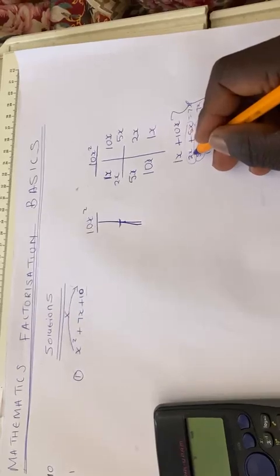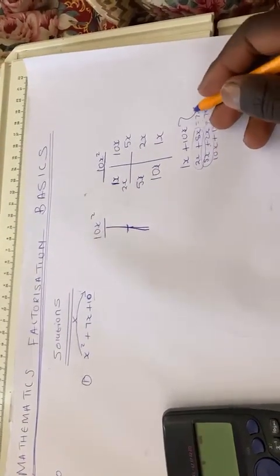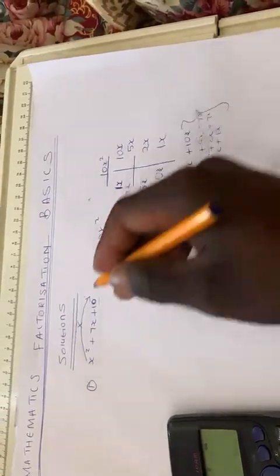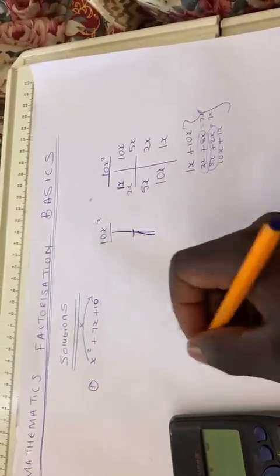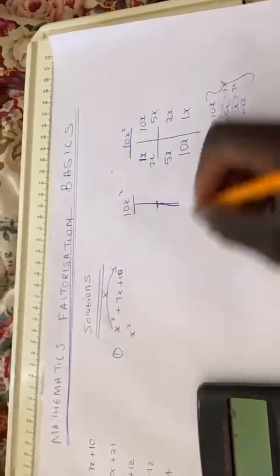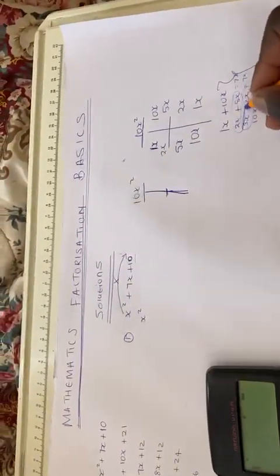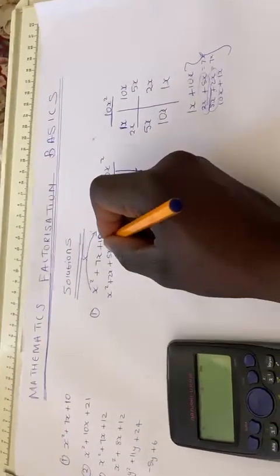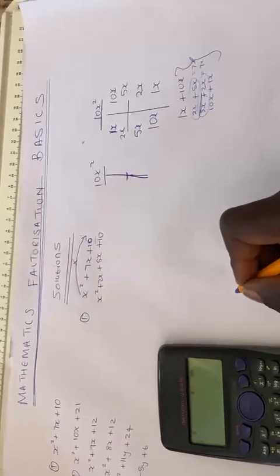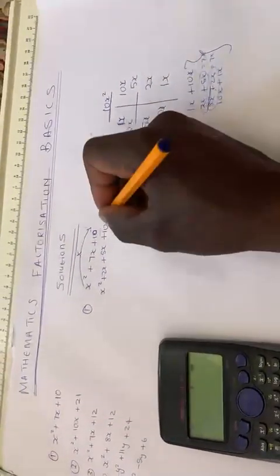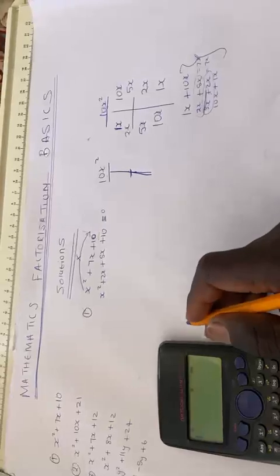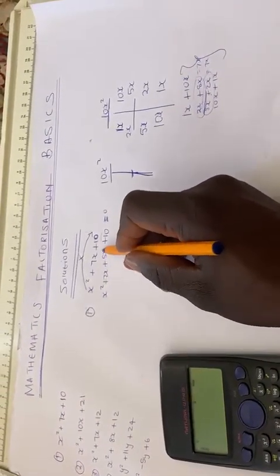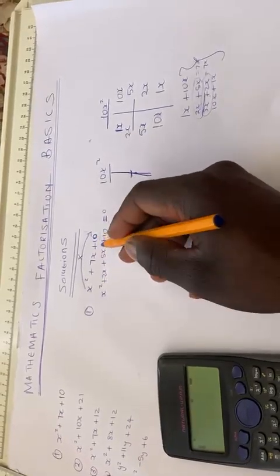2 multiplied by 5 gives us 10, which is this one. 5 multiplied by 2 also gives us 10. So by the way, we're going to say x squared, and replace the 7x with plus 2x plus 5x plus 10 is equal to 0. Obviously, it's 0 at the end. So here are our factors: 2x plus 5x replaces 7x.